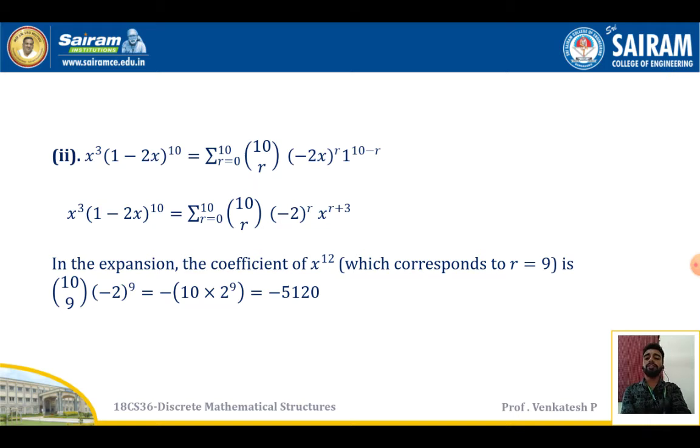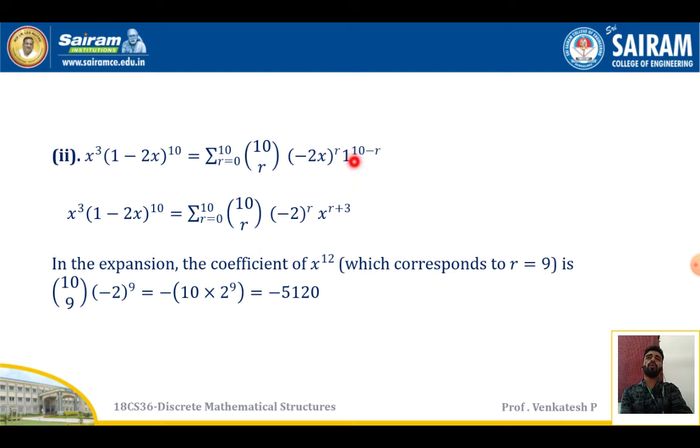One more example is x cube (1 minus 2x) whole power 10. The first thing is I'm going to expand only this (1 minus 2x) whole power 10 by using binomial expansion. So I'll be replacing x with minus 2x, y is equal to 1, and n is equal to 10. So summation r from 0 to 10, 10 C r (minus 2x) power r, 1 power (10 minus r).